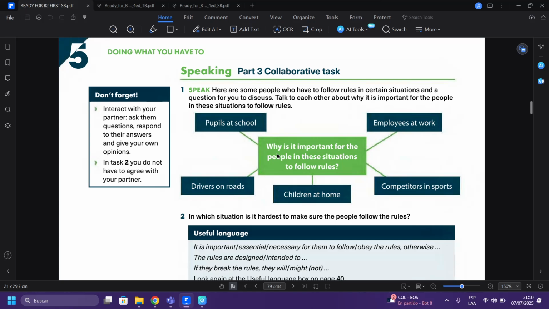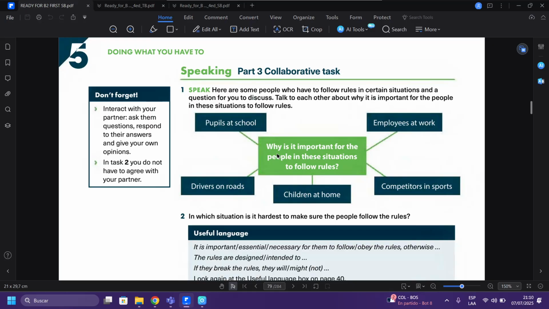Okay, Darwin. What's important for the people in this situation? For example, pupils at the schools. Quite important for students to follow rules. I think that for pupils at the school it is important because if you don't follow the rules, you will have an accident. Maybe you will have an accident.